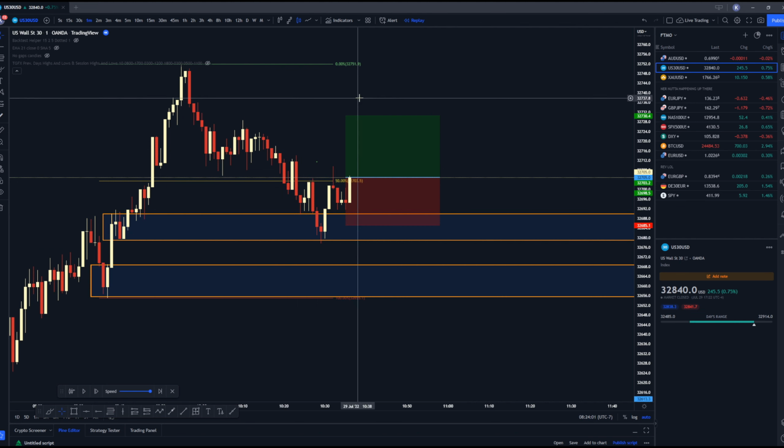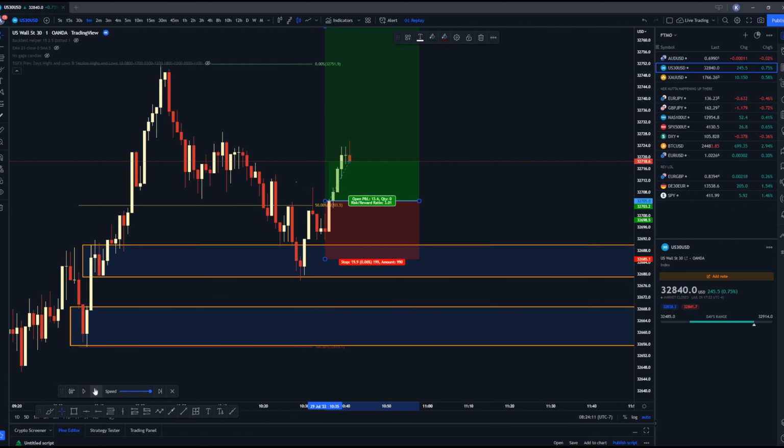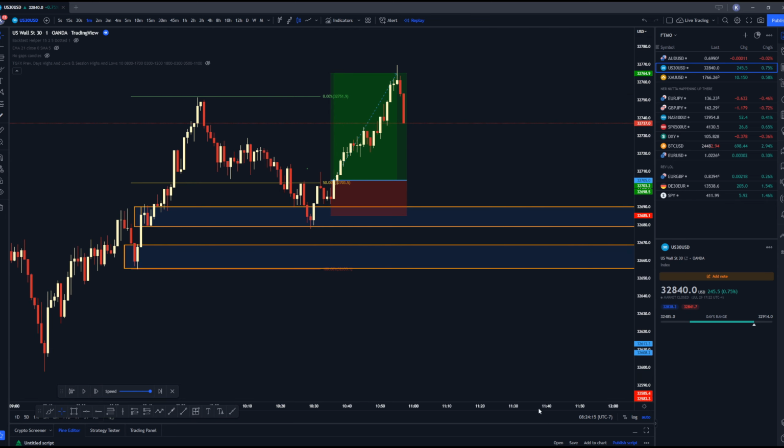But let's see what happens. See if we get taken out by the cruel market again. But usually the quasis are okay. And we start pushing up, and there we go. So we get that one.